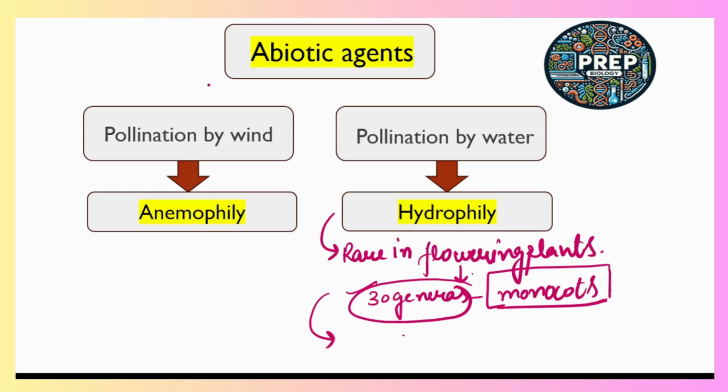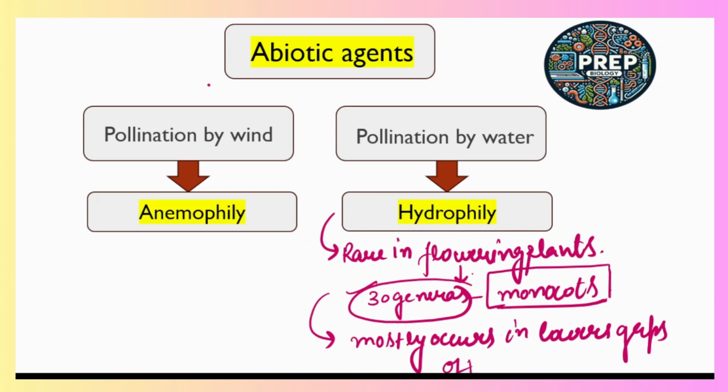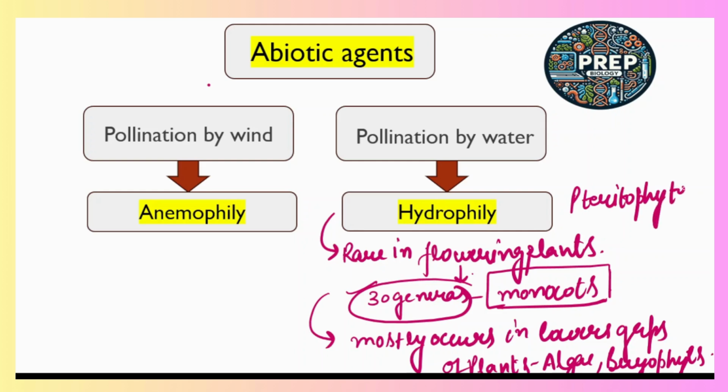And the third important point under hydrophily is that it mostly occurs in lower groups of plants like algae, bryophytes and pteridophytes. So these all points are very, very important. So this is all about abiotic agents. Now let us discuss the biotic agents.